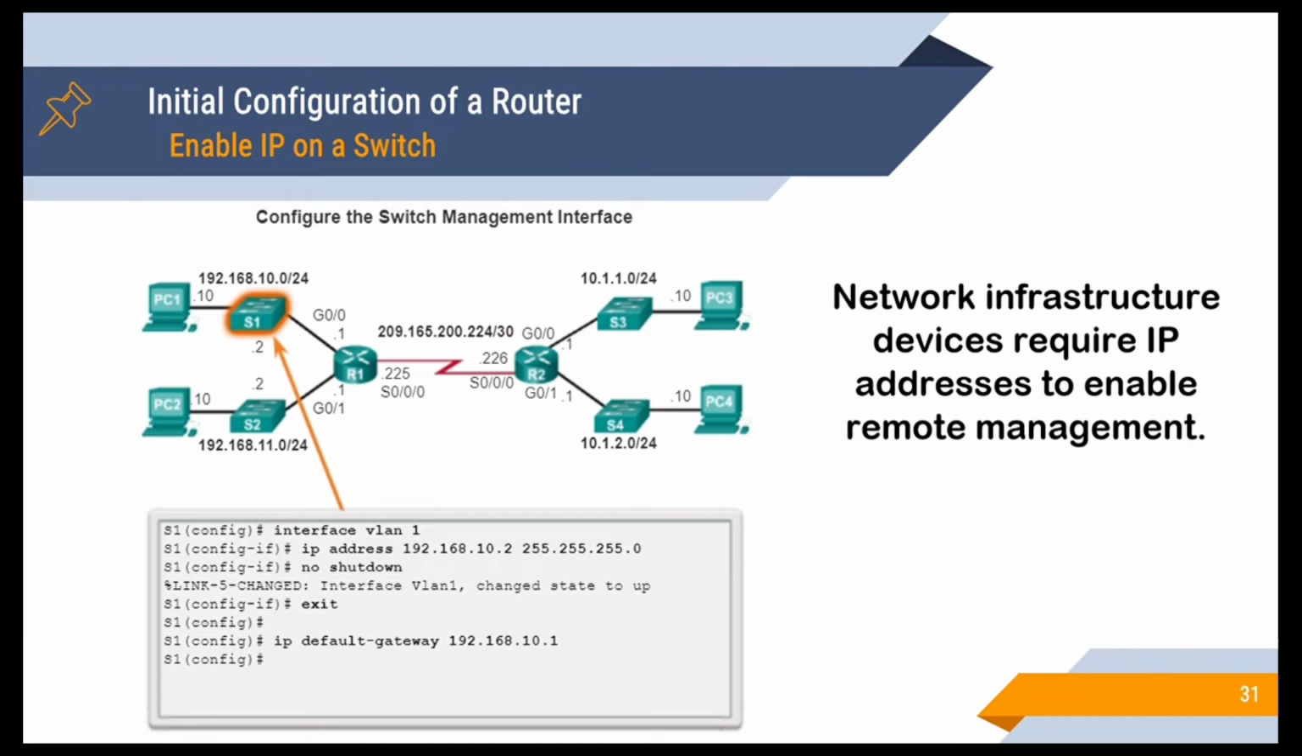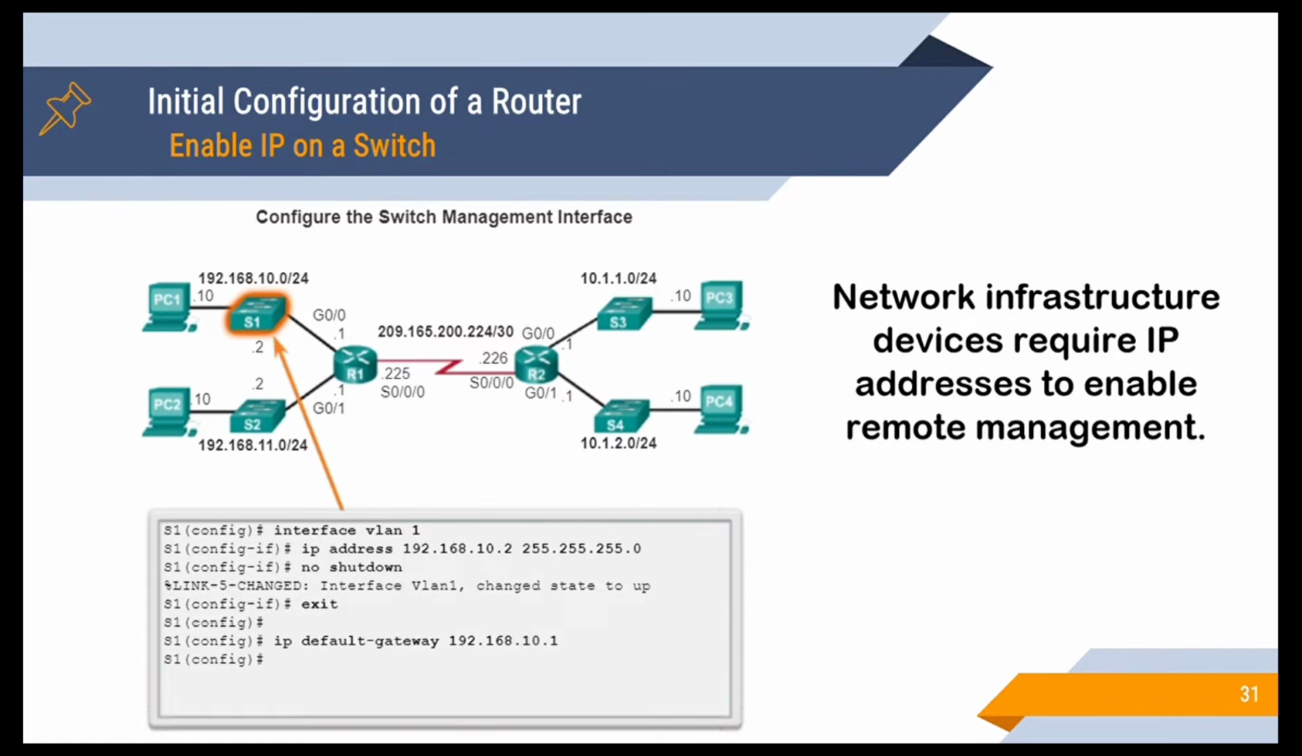Network infrastructure devices require IP addresses to enable remote management. Using the device IP address, the network administrator can remotely connect to the device using Telnet, SSH, HTTP, or HTTPS. A switch does not have a dedicated interface to which an IP address can be assigned. Instead, the IP address information is configured on a virtual interface called the Switch Virtual Interface (SVI).